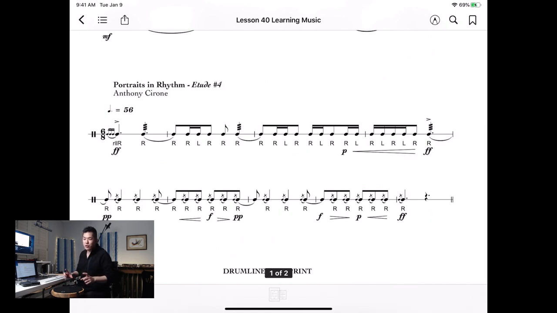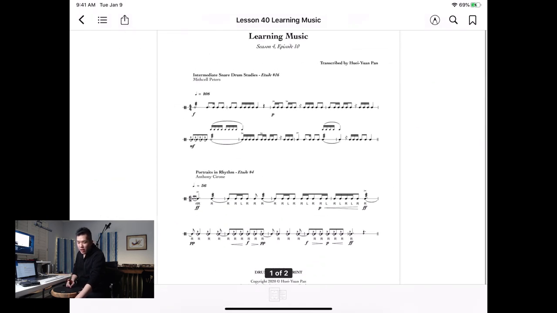And then the second one is the first two lines from Portraits in Rhythm, which is etude number 4, also for the California All-State music that's happening this year, and for another one of our institution accounts. So those two.